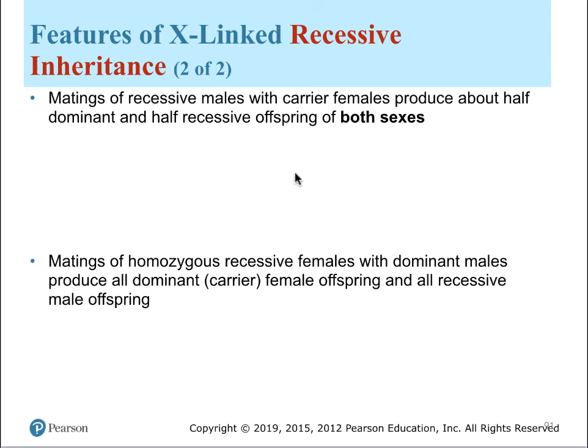This is easy to explain because the females are heterozygous. One of their chromosomes carries the wild type, the other one the mutant, and depending on which male gets which, they will have a 1-to-1 ratio of disease versus normal. Likewise, homozygous recessive females, females with the condition, when bred with dominant males, will produce all dominant carrier female offspring and all recessive male offspring.